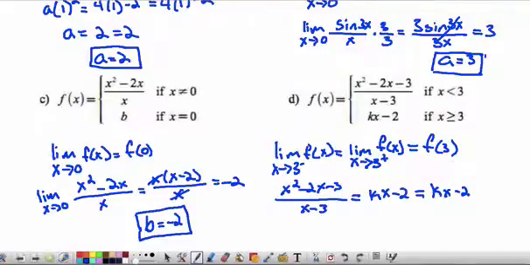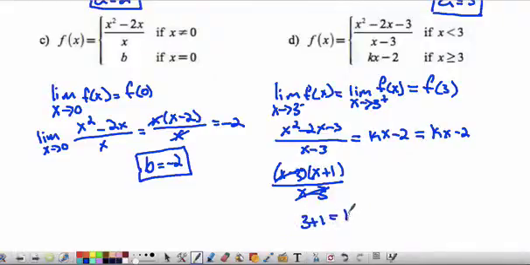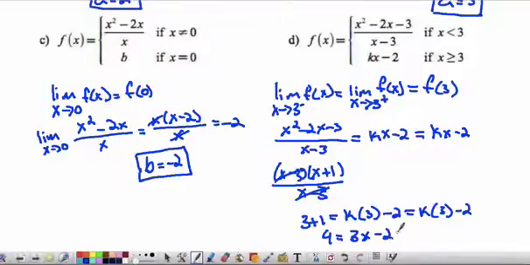Okay, let's go ahead and simplify this. So let's factor this first. And I get x, and the numbers that I'm going to need in here are a -3 and a +1, all over x minus 3. These are going to cancel out. And now I can plug in 3 there. So 3 plus 1 equals k times 3 minus 2, equals k times 3 minus 2. 3 plus 1 is 4. Here we still just have 3k minus 2. I'm just simplifying how I write it here.